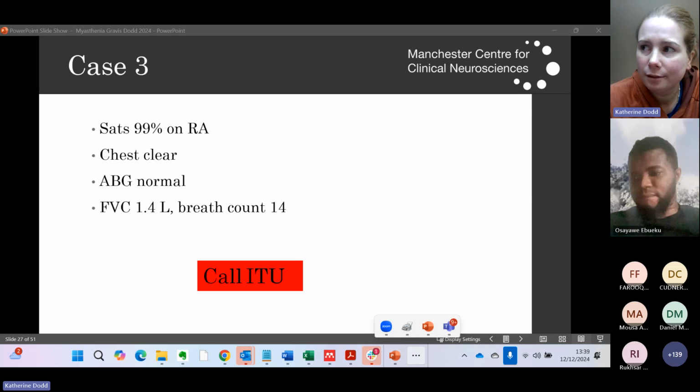So the breath count probably is the best equivalent we've got in terms of that. But there are other things that would make you call ITU, I suppose. So the drooling worries me. Sometimes patients should be intubated purely because they can't manage their own secretions anymore. If they're not managing to swallow their own saliva, then they need intubating. If you can see that they're tiring, sometimes the FVC is just about managing, but you can see that they're really struggling with their breathing and they're feeling tired, then they should go. Ideally these patients should have a nice controlled intubation before they have a respiratory arrest.